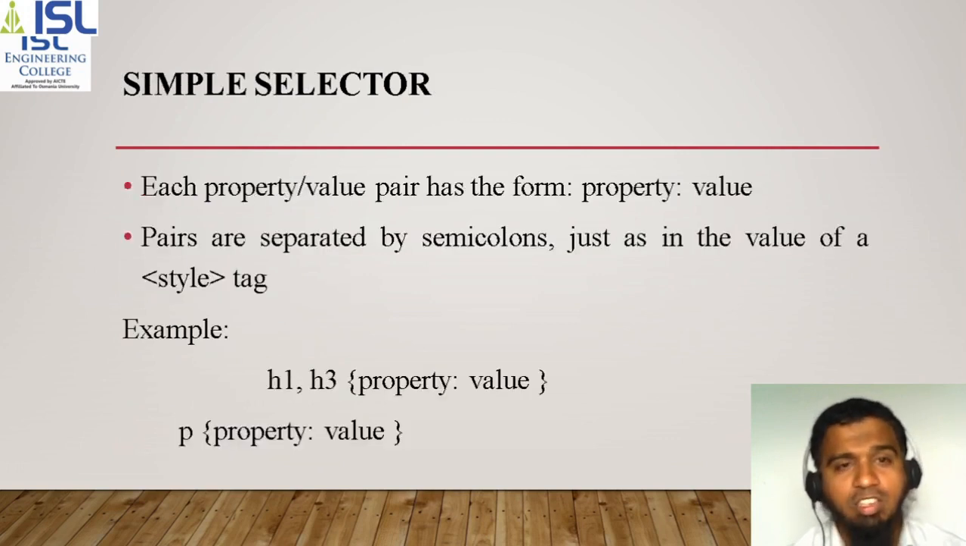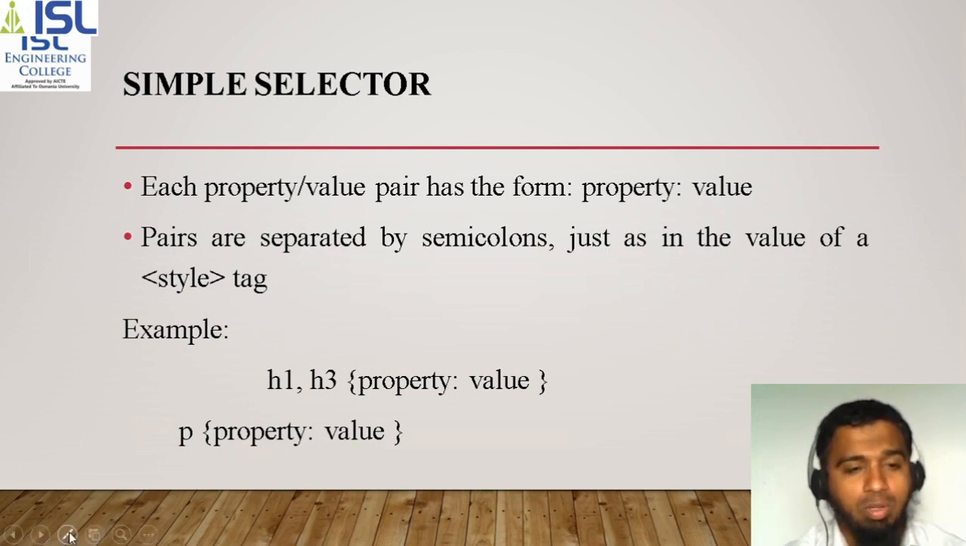Okay, the first selector is the simple selector. In this selector, each property and value pair has the form property: value. This is a pair, and if you want more properties, you must end each pair with a semicolon. Every pair is separated by a semicolon. For example, h1 and h3 can be given the same properties. And if you want more properties, add a semicolon.